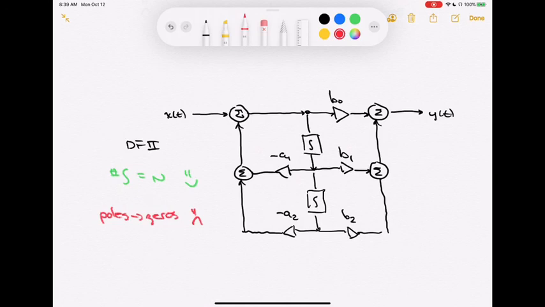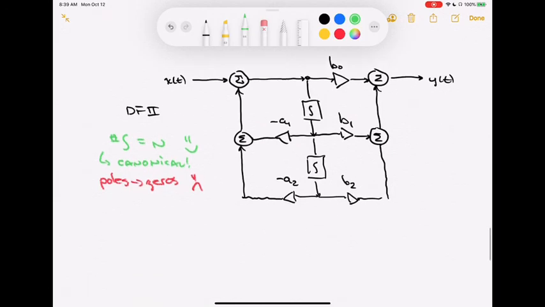This first condition here, the number of integrators being equal to the order of the system, they call this canonical. It is a canonical structure. Usually having a canonical structure means you're using the minimum number of components, the minimum number of integrators in this case for an nth order system. This is a canonical structure, but we would like it to have that good pole zero ordering as well. And so we're going to want to work towards that.